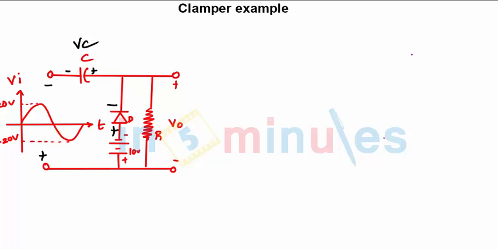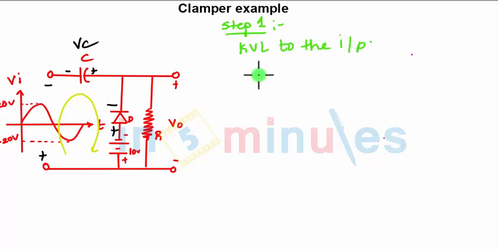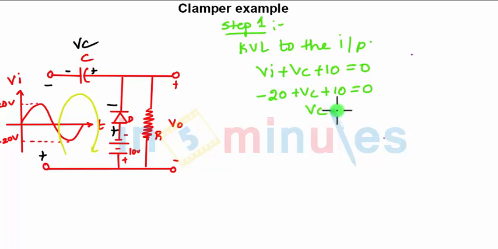So when you apply KVL to the input side, what will be the equation for the KVL? We are dealing with step 1. KVL to the input will give you VI plus VC plus 10 equals 0. Now VI is minus 20, so minus 20 plus VC plus 10 equals 0. So the charge on the capacitor developed is 10 volts.